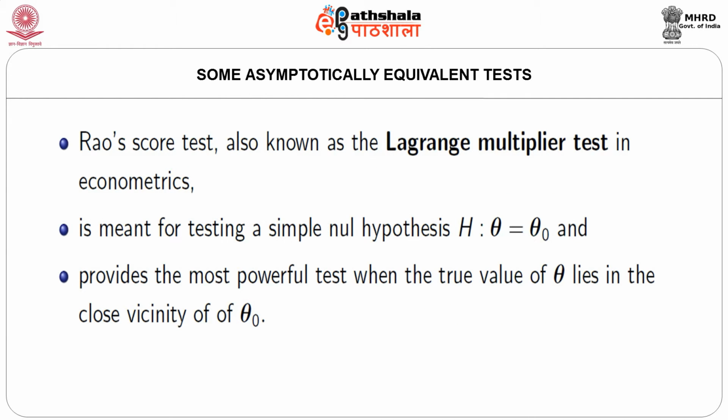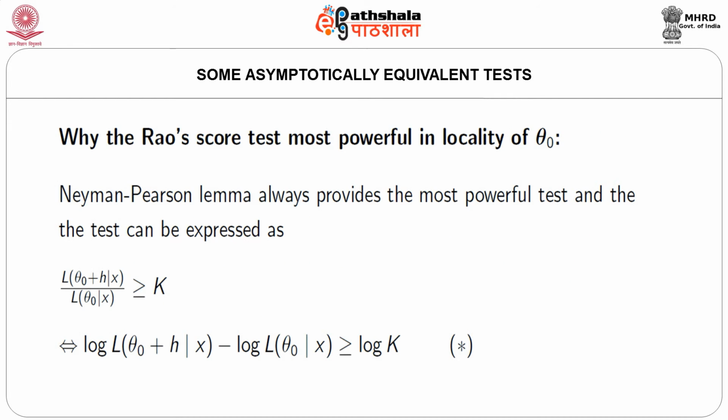The Rao's score test is also known as the Lagrange multiplier test in econometrics. The test is meant for testing a simple null hypothesis H, which says that θ equals θ₀, and the Rao's score test provides the most powerful test when the true value of θ lies in the close vicinity of θ₀.